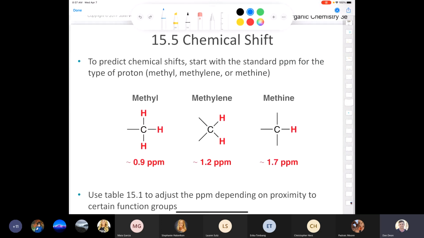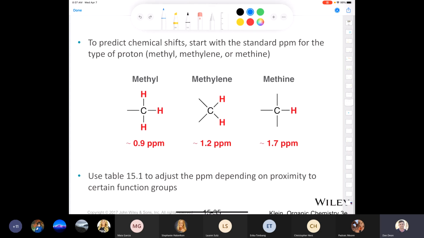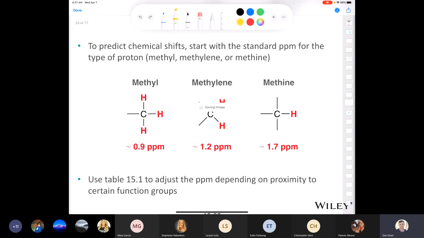So in order to predict chemical shifts, we're going to start with the standard chemical shift for the type of proton, a methyl, a methylene, or a methyne. A methyl, if it doesn't have any electron withdrawing groups attached directly to it, is going to have a baseline of 0.9 parts per million. And notice that it's around 0.9 parts per million. It doesn't have to be exactly that. We're just looking at some estimates here.